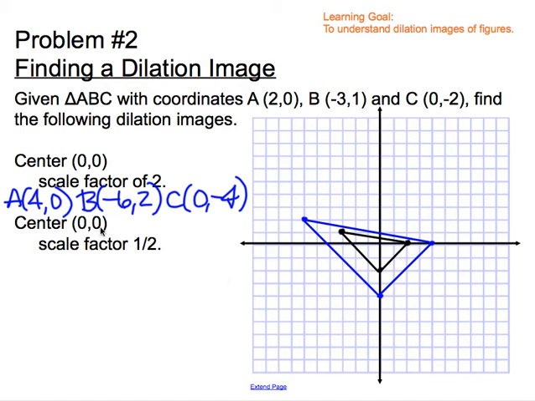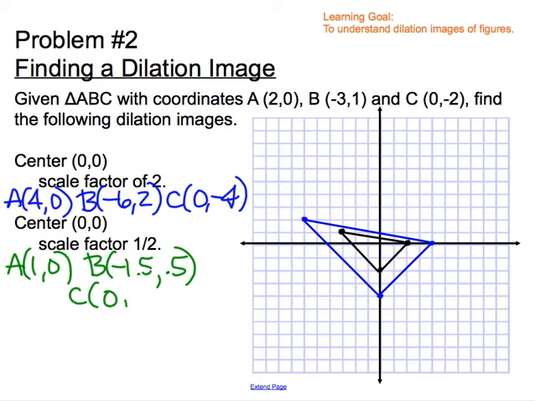Same idea, we have a center of (0, 0) and a scale factor of 1/2, so I'm going to take half of all these coordinates. Half of 2 is 1, half of 0 is 0 for point A. For B, I have half of -3, so that's -1.5, and half of 1, which is a half. And for C, I have half of 0, which is 0, and half of -2, which is -1. So for A, I get (1, 0). For B, I get (-1.5, 0.5), so that's a point right in that neighborhood. And for C, I get (0, -1). If we connect these points, we can see that this resulting triangle is exactly half the size of the original black triangle.